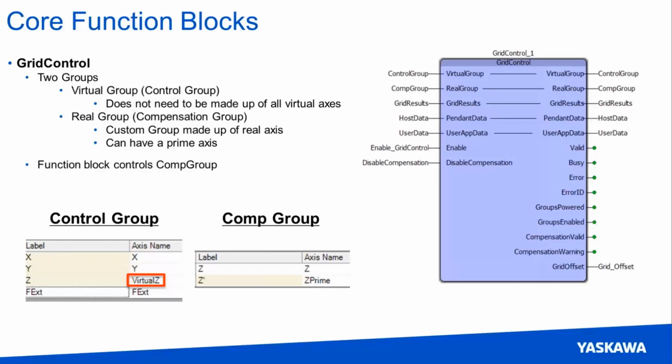GridControl controls the compensation group. It takes the virtual group Z position and adds the offset to it. Then it inputs it to the real Z-axis position in the compensation group. One thing to mention, this offset is applied in real time, so there is no delay to your axis position. I mention it later on in the slides that you'll want to have GridControl running at the MeasureLink rate cycle, so in a task set to the same rate that you set your MeasureLink rate in your hardware configuration.